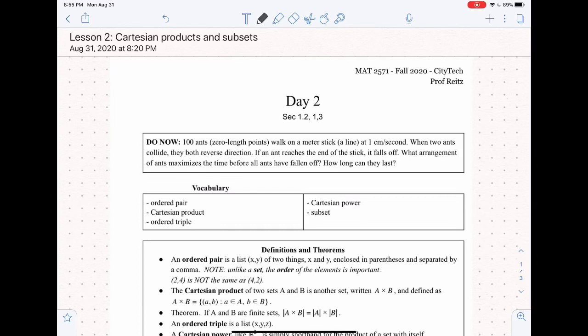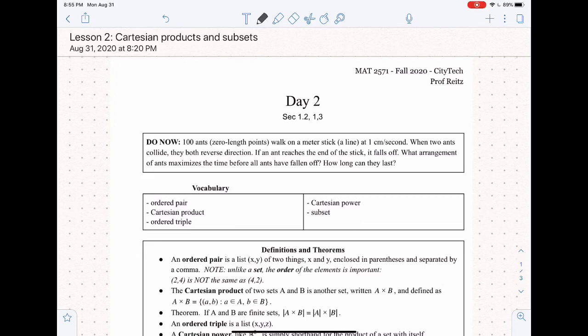Hi, everybody. This is Professor Reitz, Math2571, which is Introduction to Proofs. And this is Lesson 2. We're learning about sets and basic set theory. And today's lesson is about Cartesian products and subsets. So those are the two big ideas.